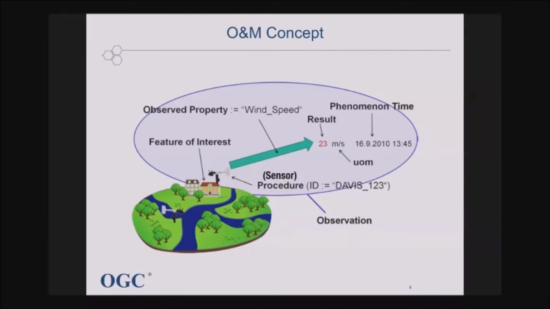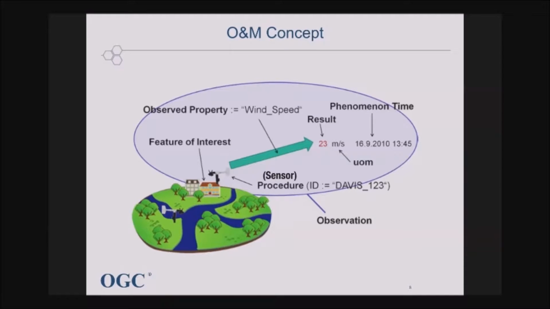And every observation has a result. The unit of measurement, UOM, is critical. If you don't know the UOM, you cannot use the data. For temperature, for example, it could be Celsius or Fahrenheit, and it's very important to know which. Finally, the time: you need to know when it was collected. That's the phenomenon time. Altogether, it becomes an observation.